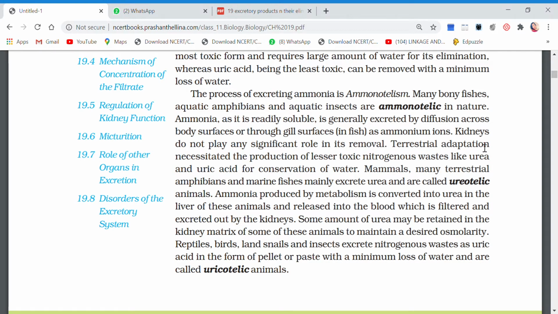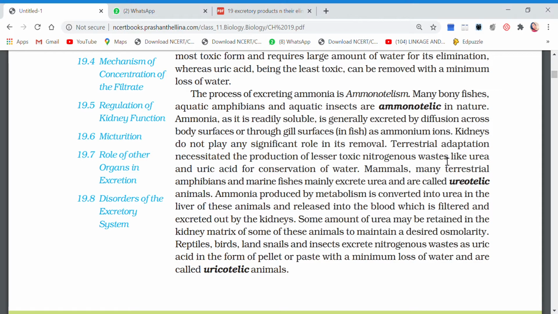Children, terrestrial adaptation. What do you mean by terrestrial adaptation? Animals who live on land, those who are adapted to live on land. Now children, they need to produce lesser toxic nitrogenous waste. Why should land animals produce it? I told you they need to produce. It is a necessity, not their choice. They have to produce lesser toxic nitrogenous waste.